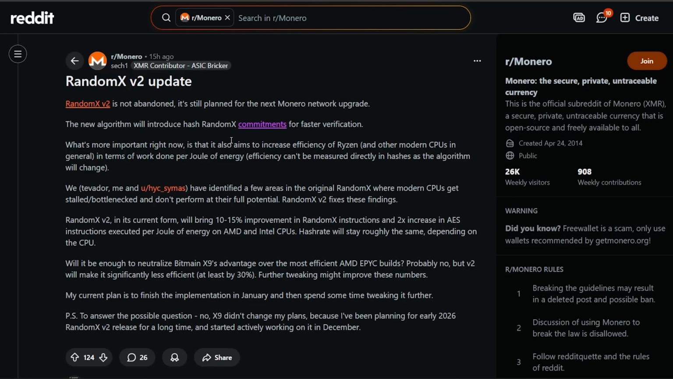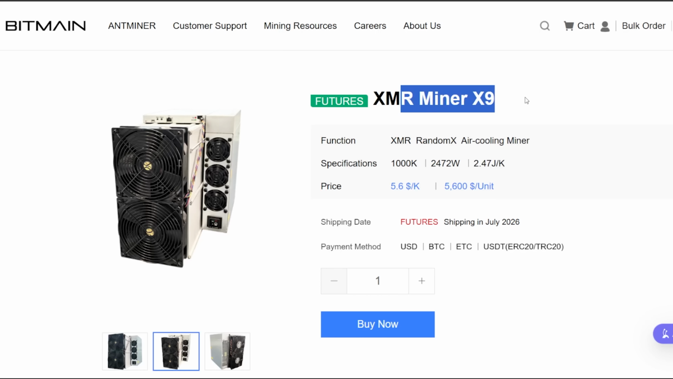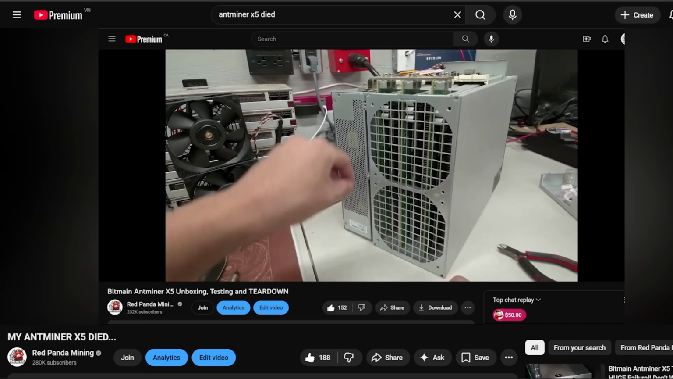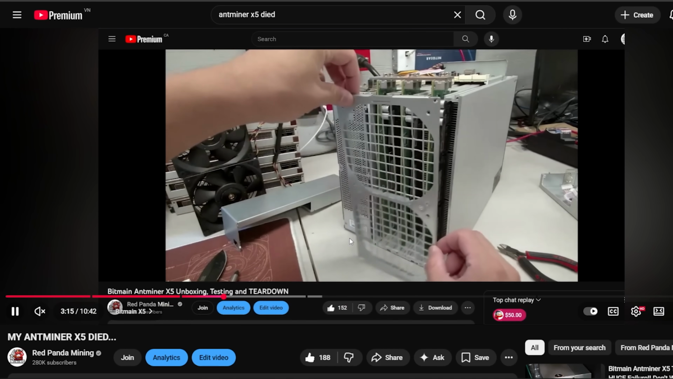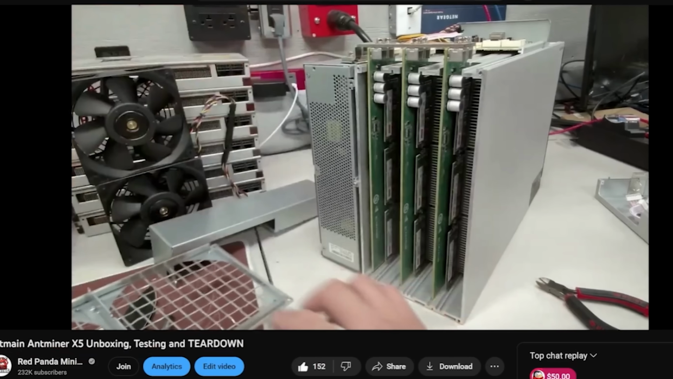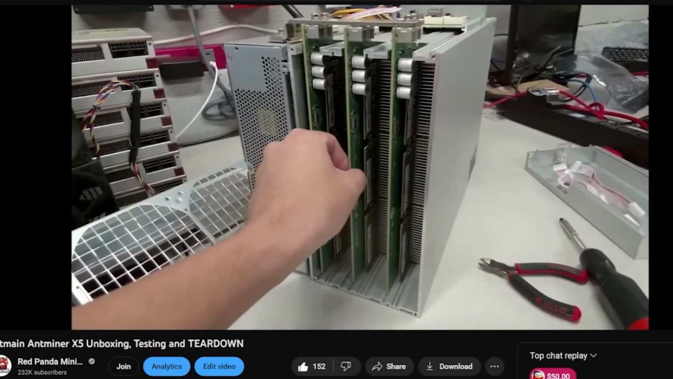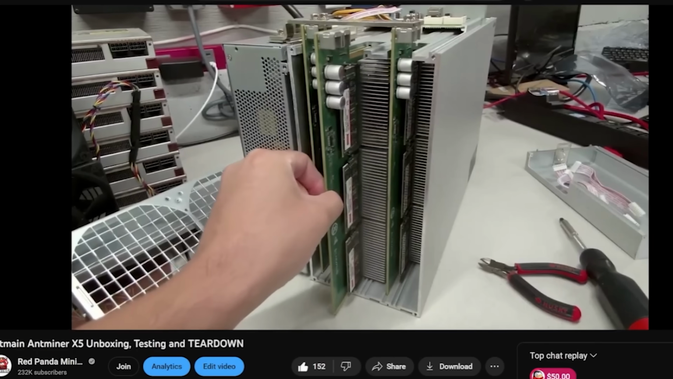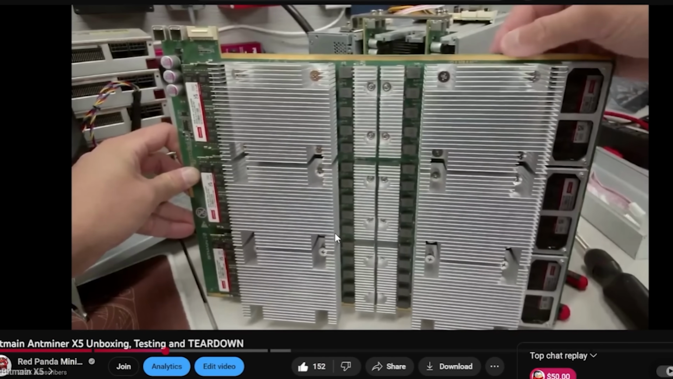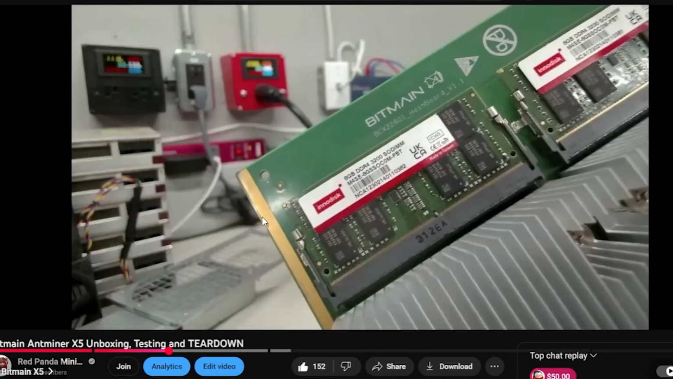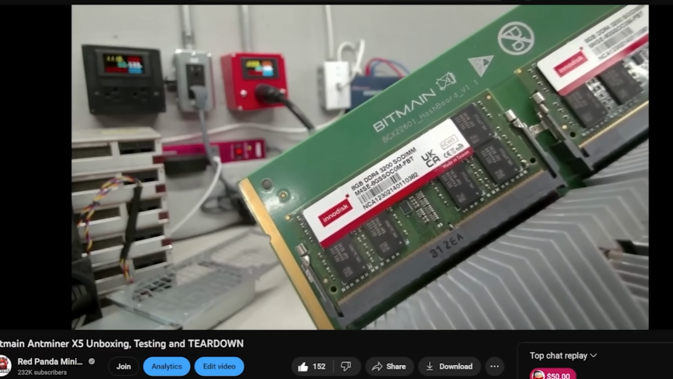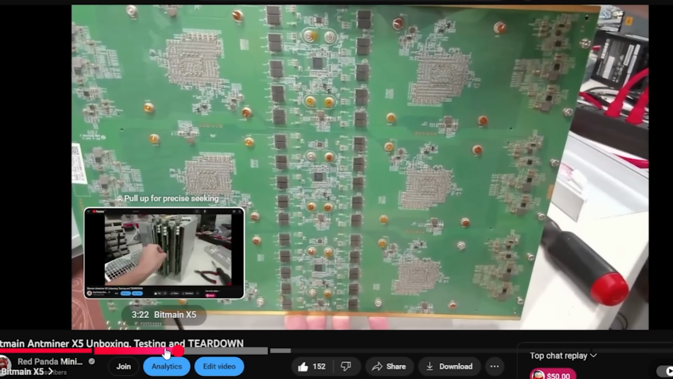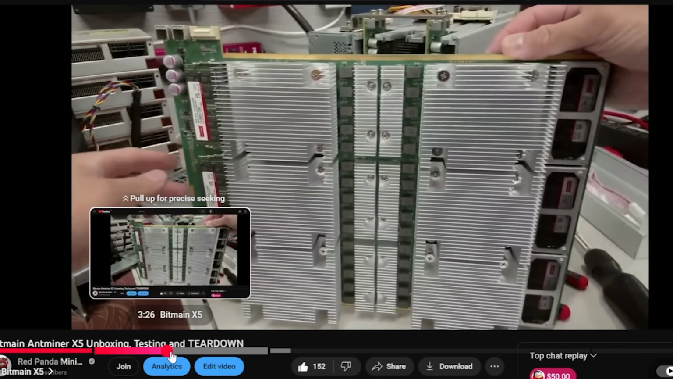No. The Antminer X9, or even the X5, is not an ASIC. It's not an application-specific integrated circuit. This uses RISC-V chips, RISC-V architecture, so general purpose CPUs. And you can see here, when I had to open up my Antminer X5 because it literally died 3 days after I got it.